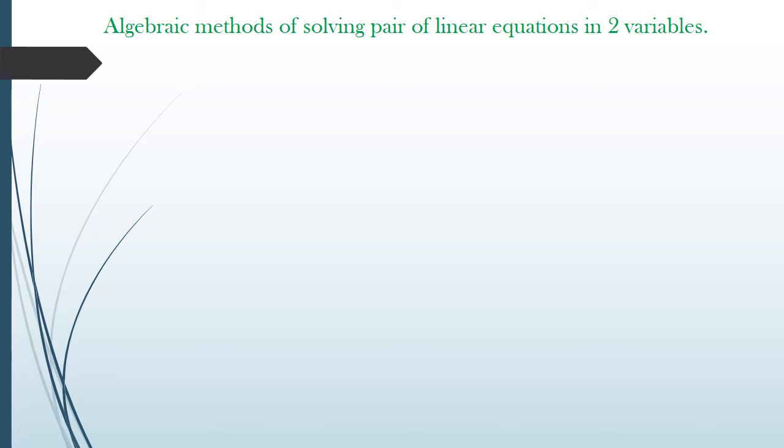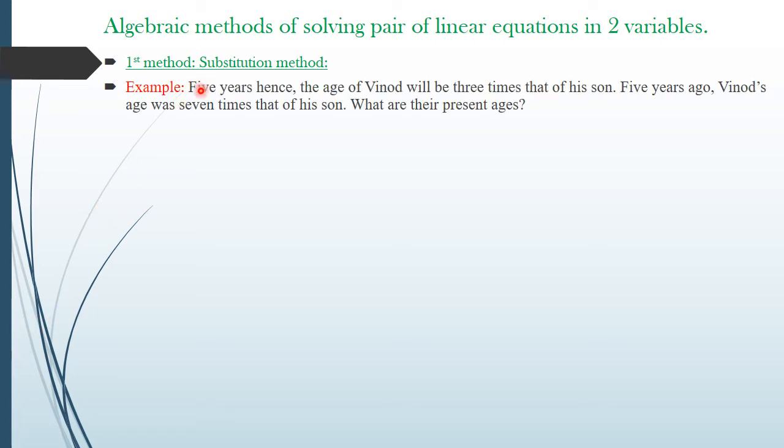Let us understand one by one. The very first method that we will consider is the substitution method. In order to understand this method, I am going to consider an example here. 5 years hence the age of Vinod will be 3 times that of his son.